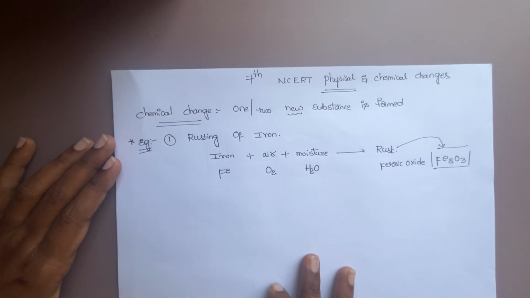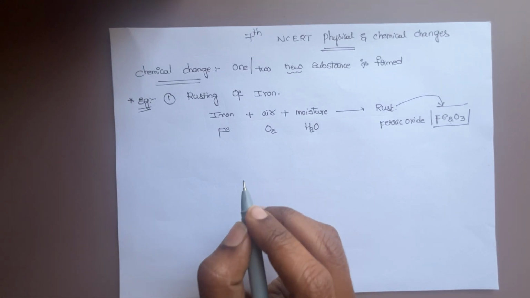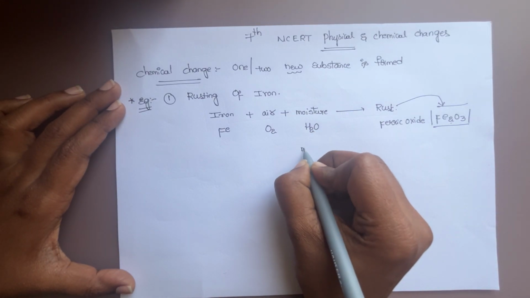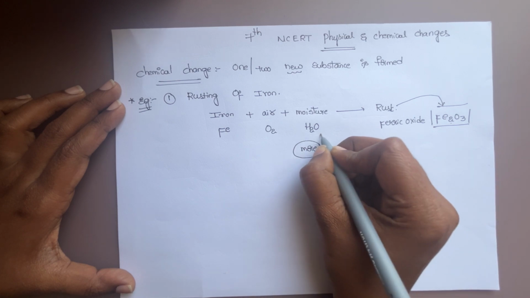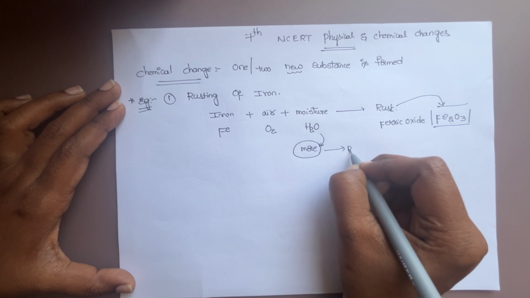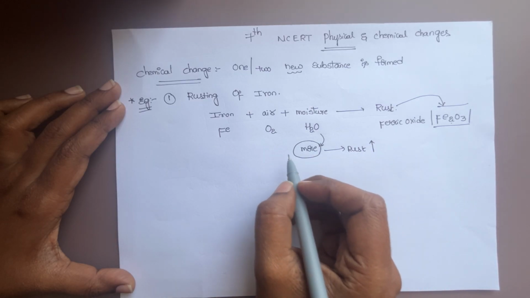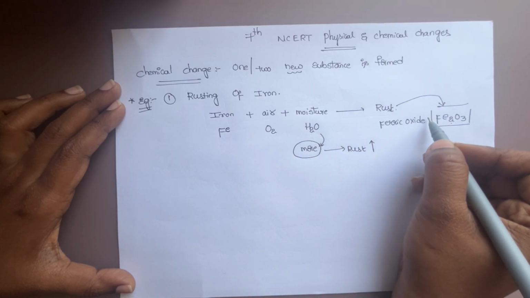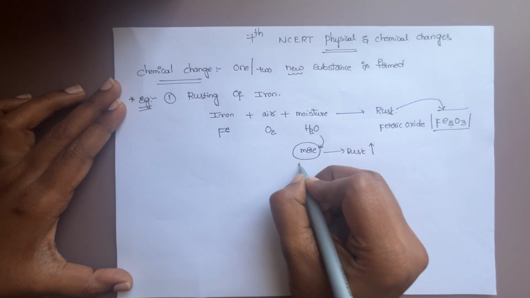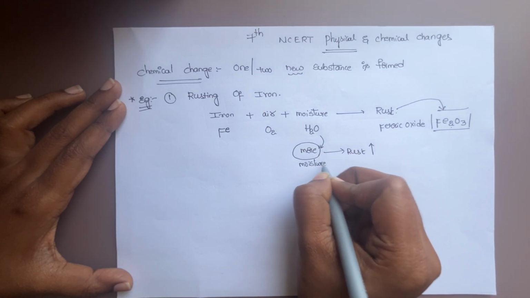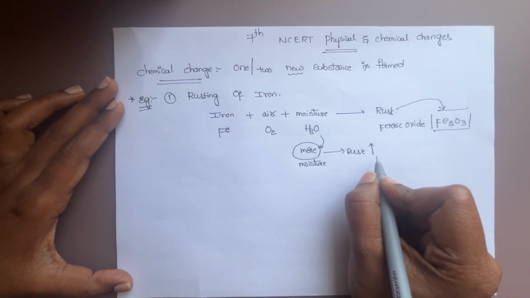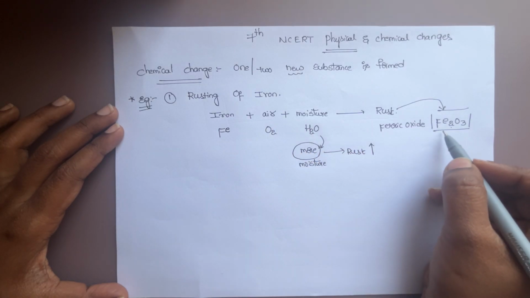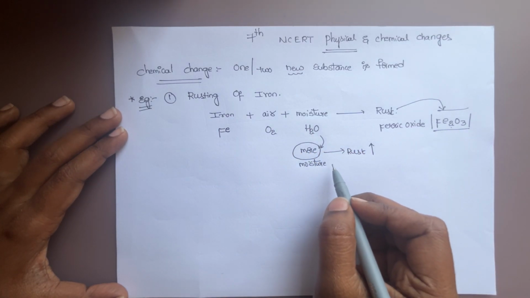But in this rusting of iron, we need to understand some more concepts. That is moisture. Whenever more moisture is present, rust is also more. Why? Because more and more moisture leads to the reaction of iron into the formation of rust. Very important: moisture increases the rust, because the water molecule encourages the iron to form ferric oxide. So more moisture, more rusting process.